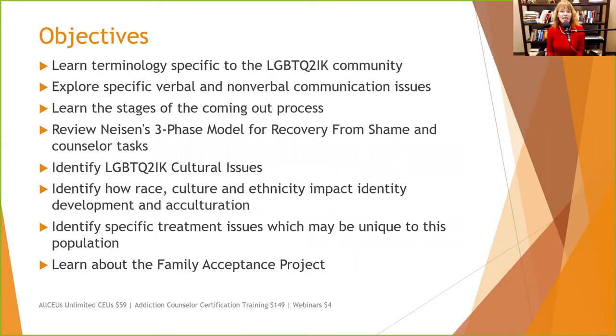We're going to learn about the stages of the coming out process and review Nissen's three-phase model for recovery from shame. And we're also going to talk about the counselor's tasks at each particular phase. We'll talk about some LGBTQ2IK cultural issues and how race, culture, and ethnicity impact identity and development and enculturation. We'll identify specific treatment issues which may be unique to this population. And finally, we're going to learn about the Family Acceptance Project, which is an advocacy project that has been started to help families that are dealing with a child who is coming out and helping them figure out how to support that child.